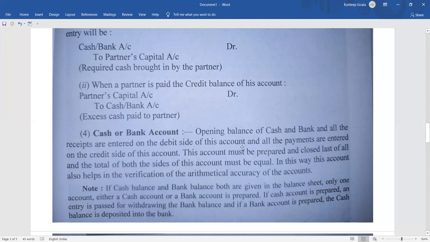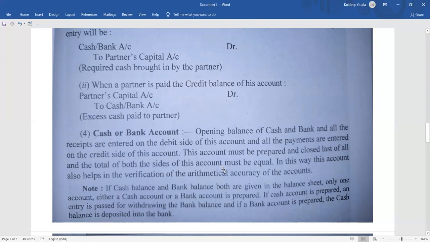And what will you do is that first of all you mention it as balance brought down for the opening balance of bank. Okay, and then whatever the opening balance of cash is there, you mention it in the cash account, and then all the entries related to cash you put in the cash account. All the payments you keep in the credit side, all the receipts you will write in the debit side. And after that, finally when you do the totaling of both the sides, you will find that the debit side is equal to the credit side, and this is the proof that your question is arithmetically correct. The debit side must be equal to the credit side in the cash account or the bank account.